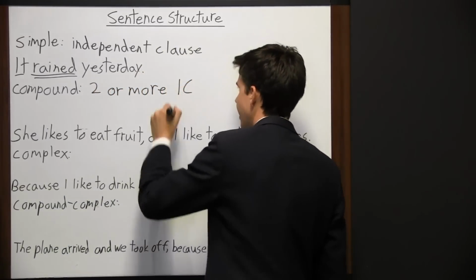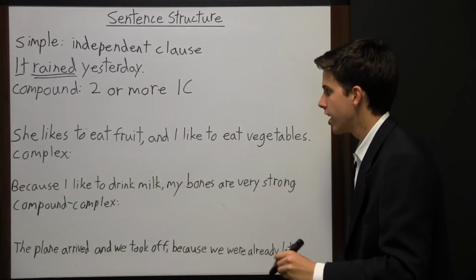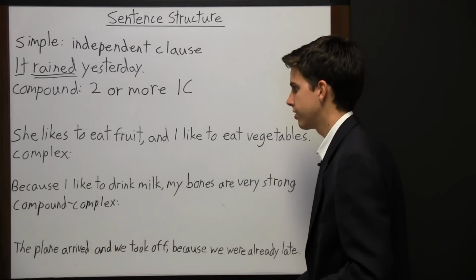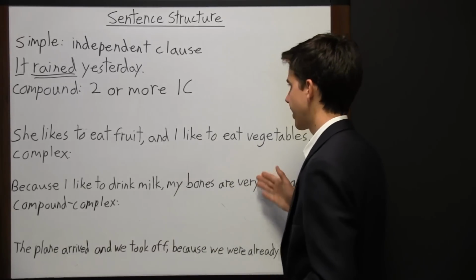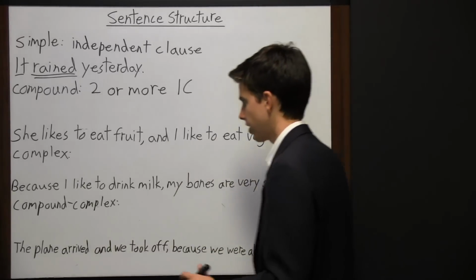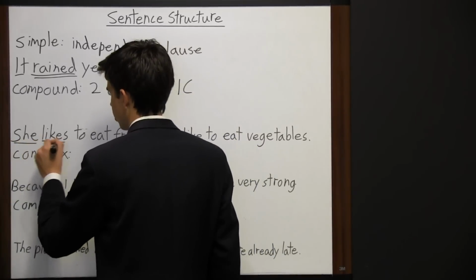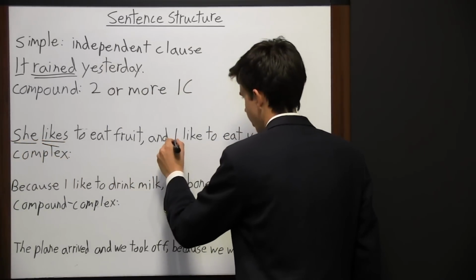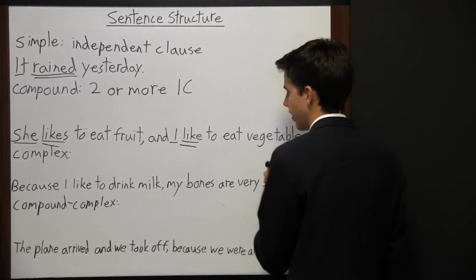Now, I'm just going to write here IC for independent clause. An example of a compound sentence is: She likes to eat fruit, and I like to eat vegetables. Notice here that we have a subject and a verb, she likes to eat fruit, and a subject and a verb, I like to eat vegetables.